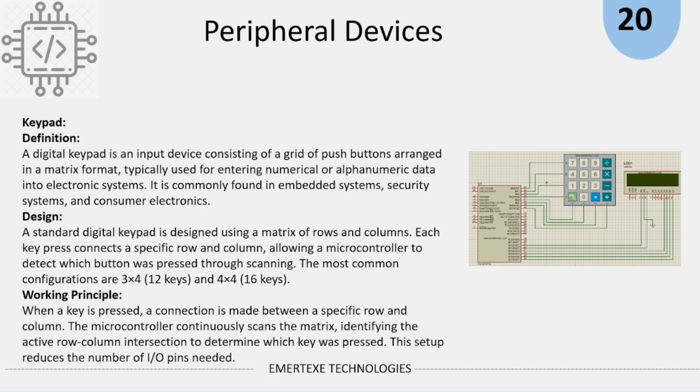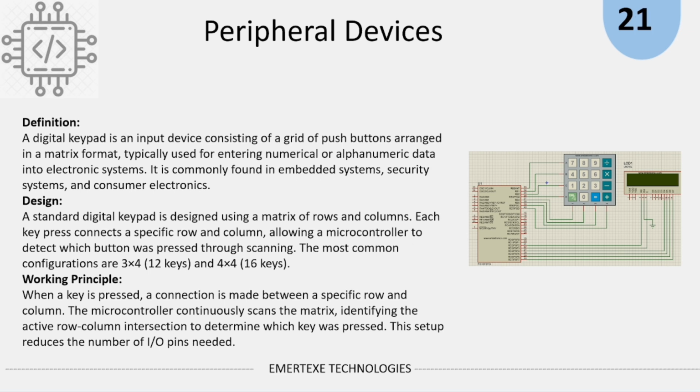The most common configurations are 3 by 4, which has 12 keys, and 4 by 4, which has 16 keys. The working principle behind the keypad is that when a key is pressed, a connection is made between a specific row and column. The microcontroller continuously scans the matrix, identifying the active row-column intersection to determine which key is pressed. This setup reduces the number of input output pins needed.